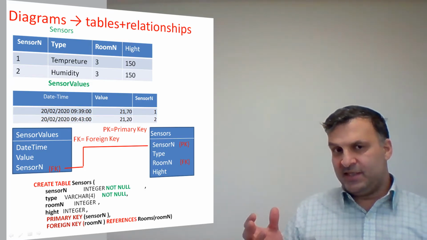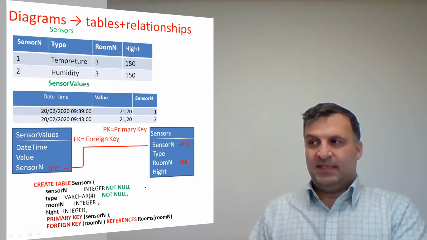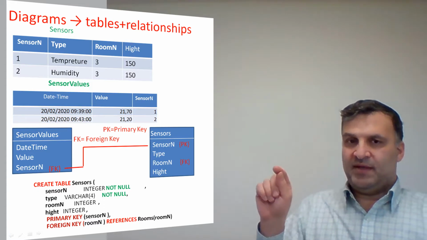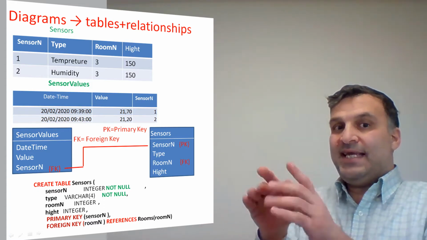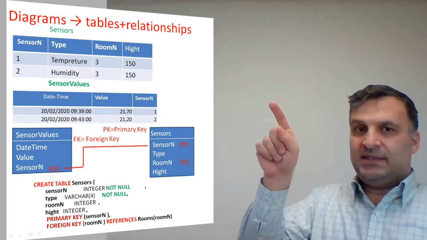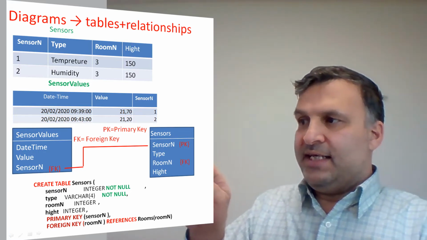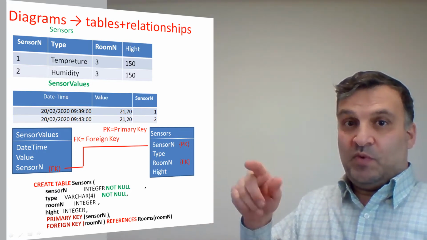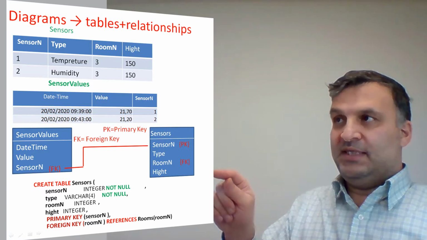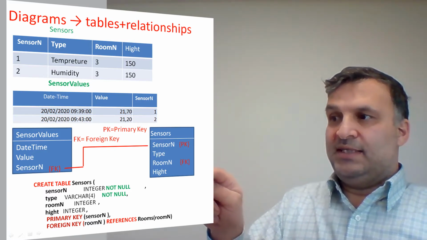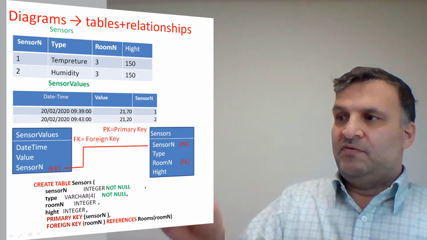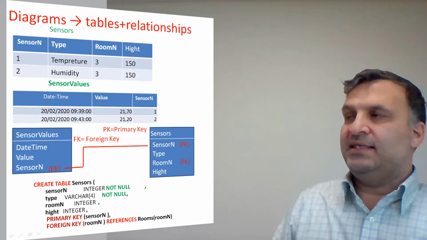We can see that with SQL we can create these tables easily. The instruction is create table. So with the instruction create table, we can create these tables with all the attributes. For example, if we want to create the table sensors, we should say create table, the name of the table that we want, sensors. What are the columns in this table? Sensor number, it is the first column. The second column, it is type, the type of the sensor. Third column, it is room number. Fourth column, it is height.